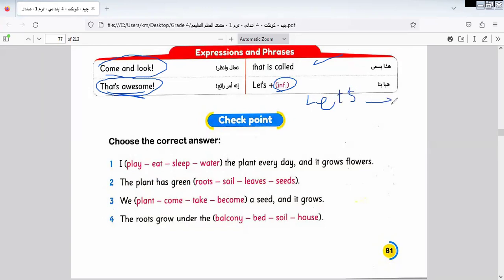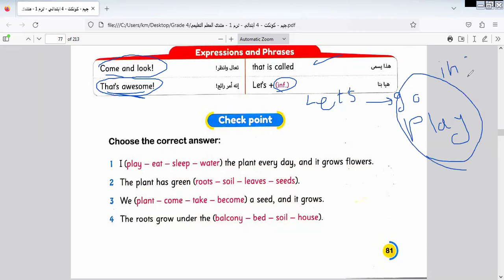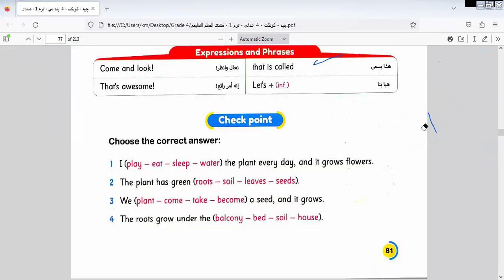I explained this for grade 5 yesterday. If you turn to the video, you can see it. Okay, let's go, let's play, let's do anything. Let's must be followed by, grade 4, the infinitive verb. I explained this lesson yesterday for grade 5 because I revised it for you for the monthly test exam. Okay, let's continue the rest of the exercise.